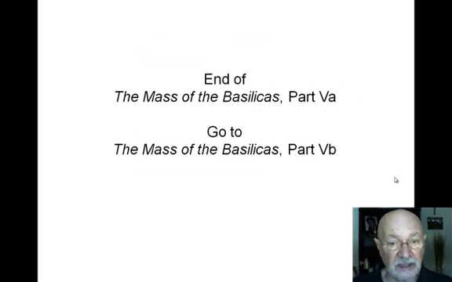All right, this is the end of the Mass of the Basilicas, Part 5a. You can go on now to the Mass of the Basilicas, Part 5b.